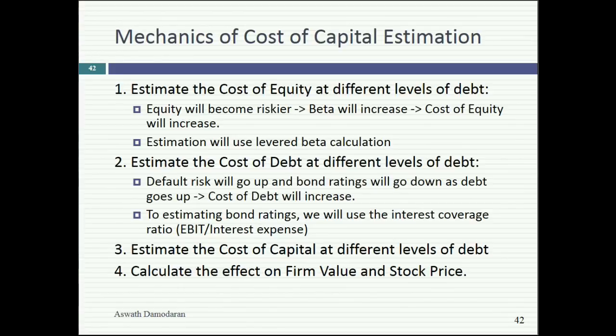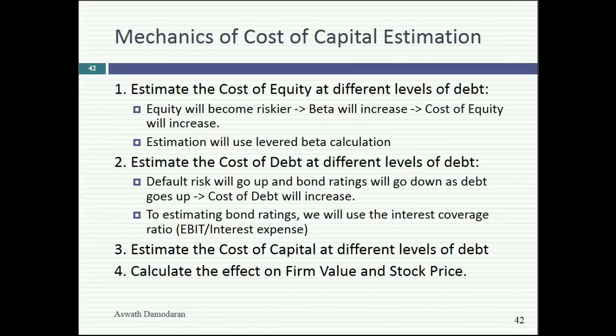So here's what I'm going to do at every debt ratio. I'm going to compute what your interest expense is going to be, and not surprisingly, as you borrow more, your interest expense is going to go up. As your interest expense goes up, my interest coverage ratio is going to go down. As your coverage ratio goes down, I'm going to go to that lookup table and tell you what the rating is going to be at every debt ratio.